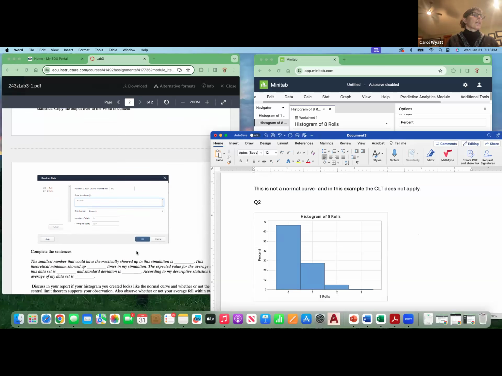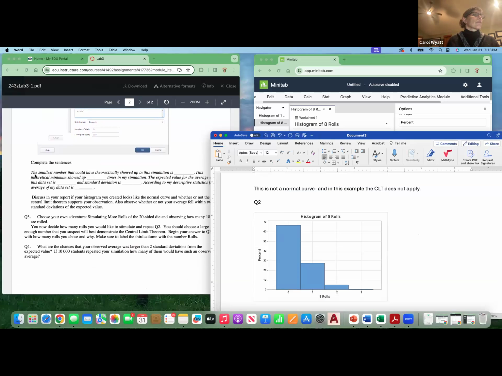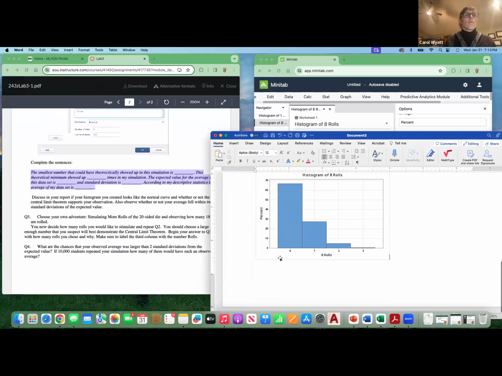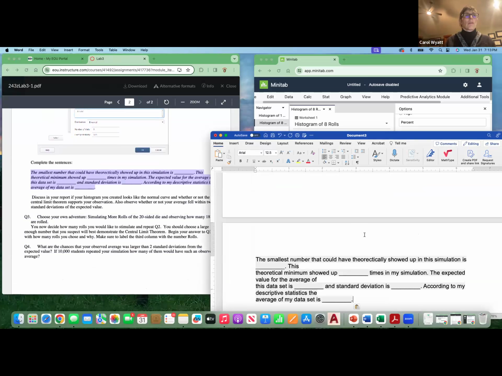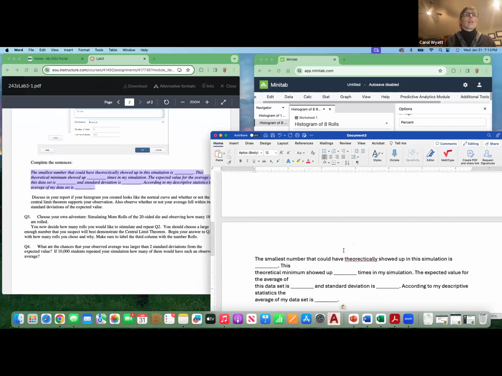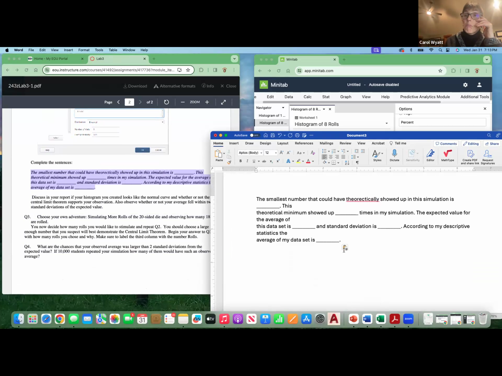Now I'm going to copy my sentence here. All right, I'm going to shut the door so you don't hear that background noise. There we go. I'm going to make sure that this matches the destination, and then I'm going to answer. The smallest number should have been 0, theoretically. And the theoretical largest number that could have happened was 8, just to keep you aware.